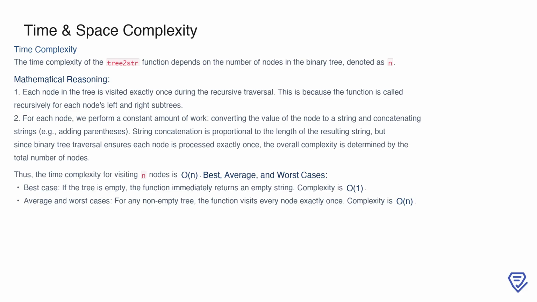In the best case, if the tree is empty, the function returns immediately with an empty string, resulting in a time complexity of O(1). However, for any non-empty tree, whether balanced or unbalanced, the function must visit every node, making the average and worst-case time complexity O(n) as well.